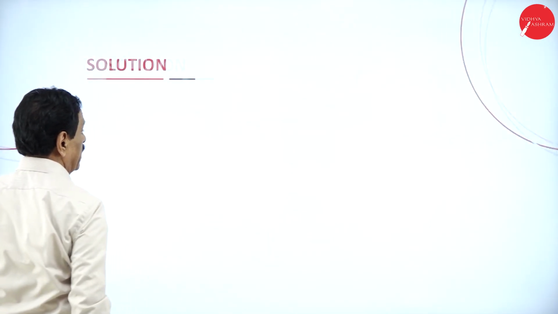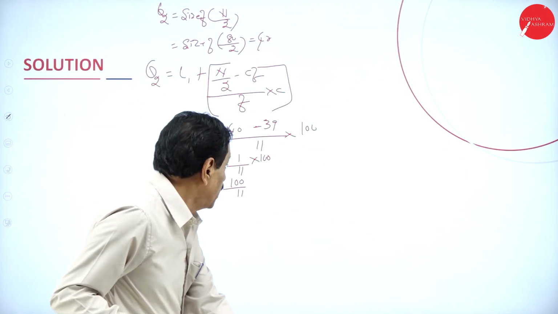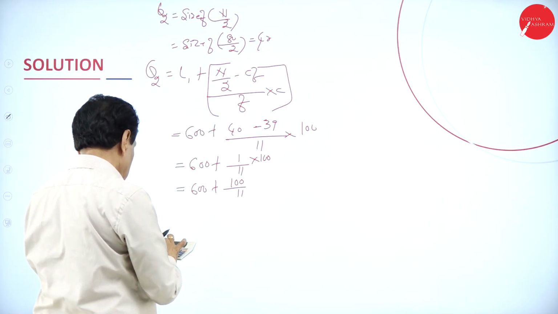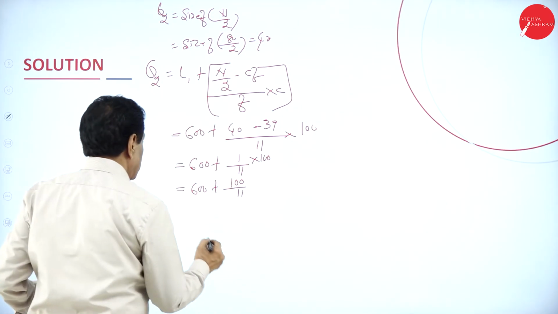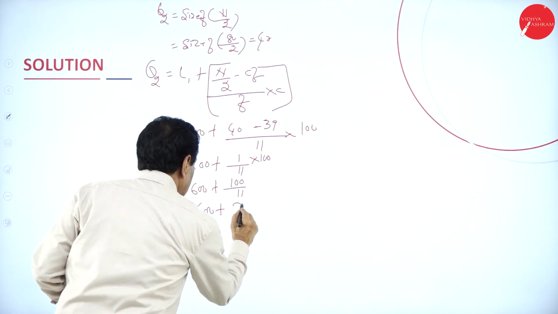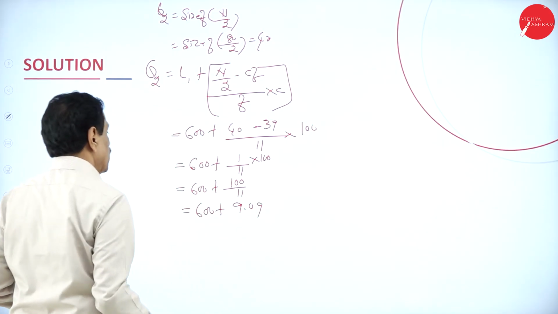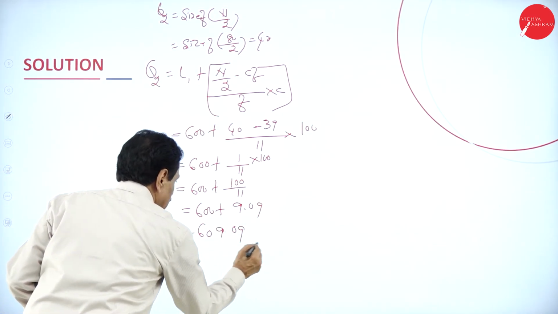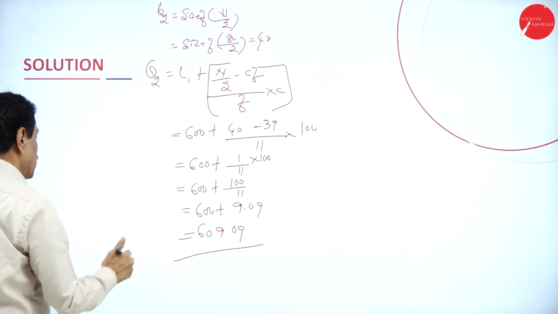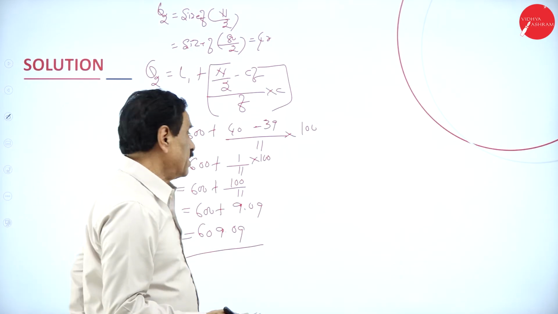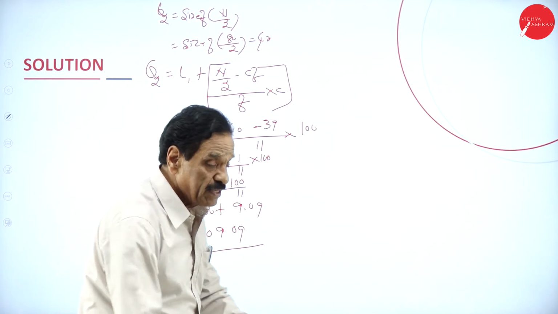We selected 600 to 700. Simplify this: 100 divided by 11 is 9.09. So 600 plus 9.09 is 609.09. 609.09 is your Q2. What is the next step to do?